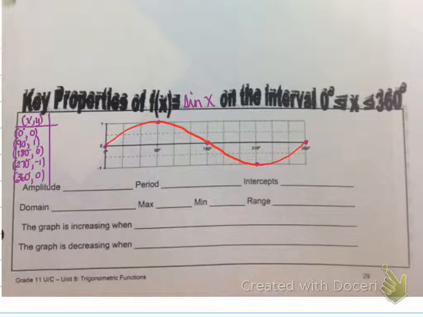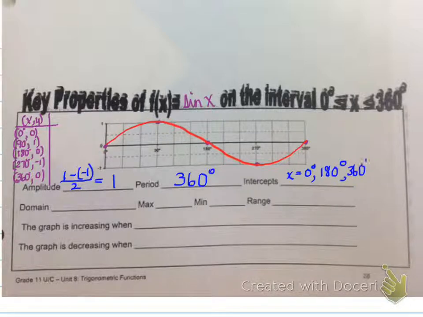You run the graph through the points and the sine curve looks like a sideways S. The amplitude of this function is always the max minus the min divided by 2. That's going to give you 1. The period of the function lasts 360 degrees. The intercepts, where it crosses the x-axis, are at 0 degrees, 180 degrees, and 360 degrees.